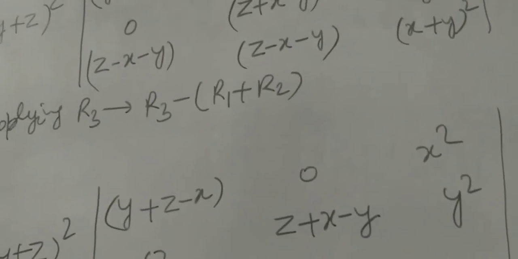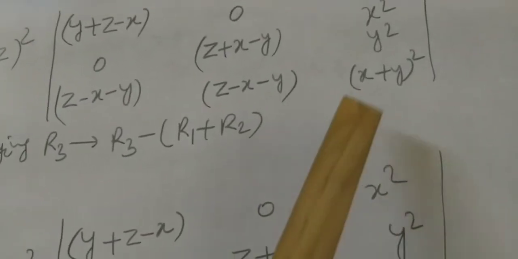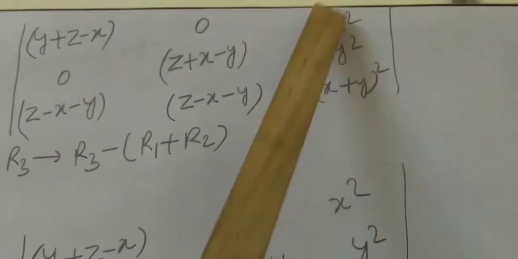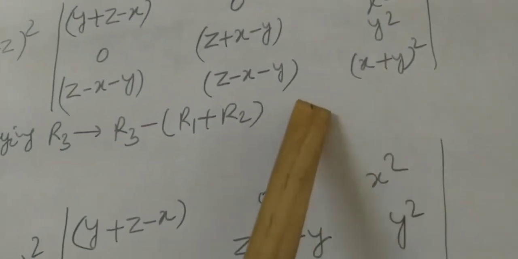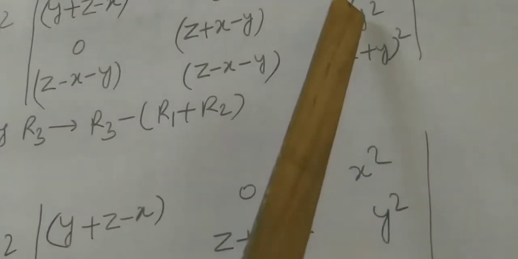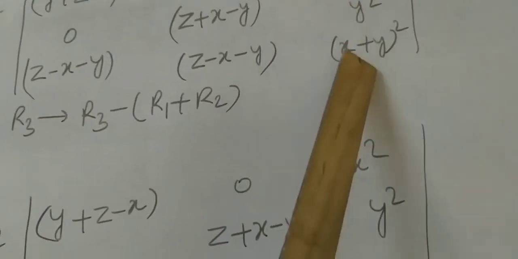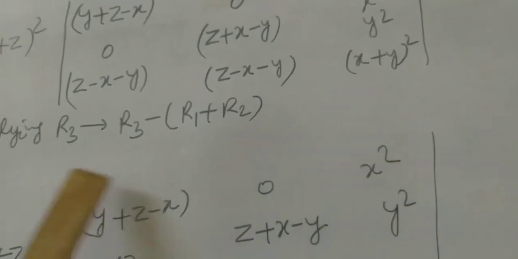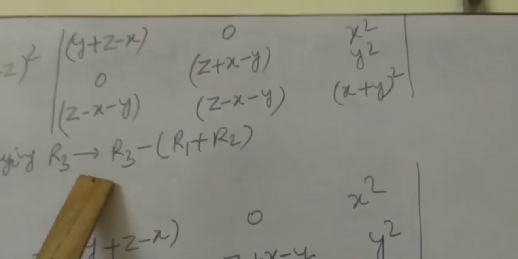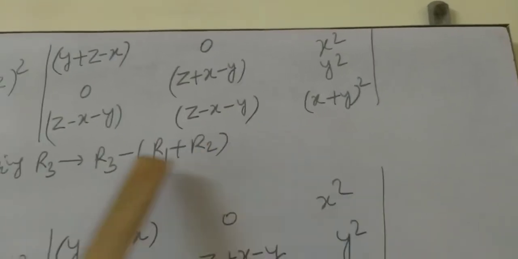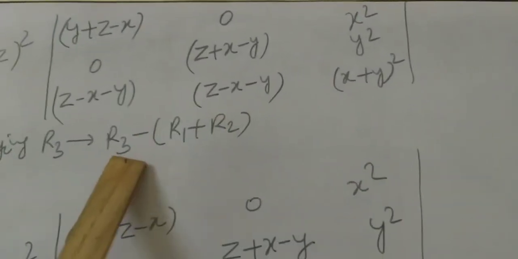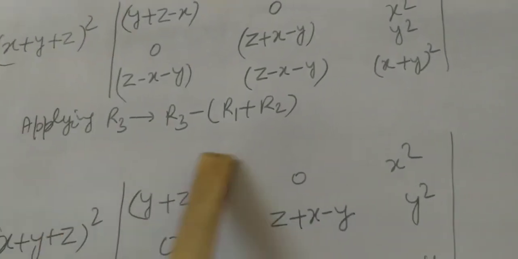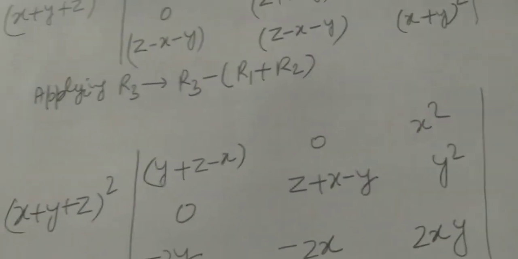Okay, that's why I am going to reduce its degree. So to reduce its degree, I am going to subtract the sum of R1 and R2 from R3. Okay, so R3 tends to R3 minus (R1 plus R2). So this property I am going to use here, student.